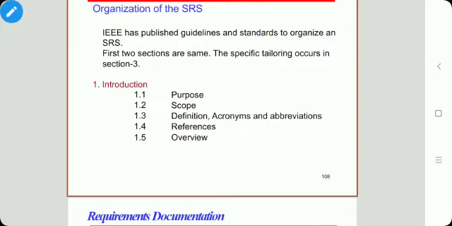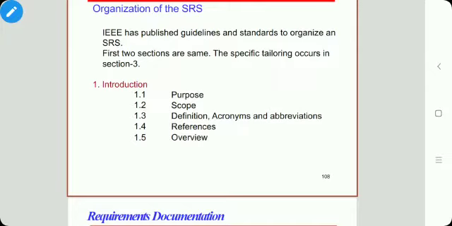But different projects may require their requirements to be organized differently. So this organization of SRS gives only the guidelines to organize the SRS. In this, the first two sections are the same for all the projects, and the only difference is in the third section.